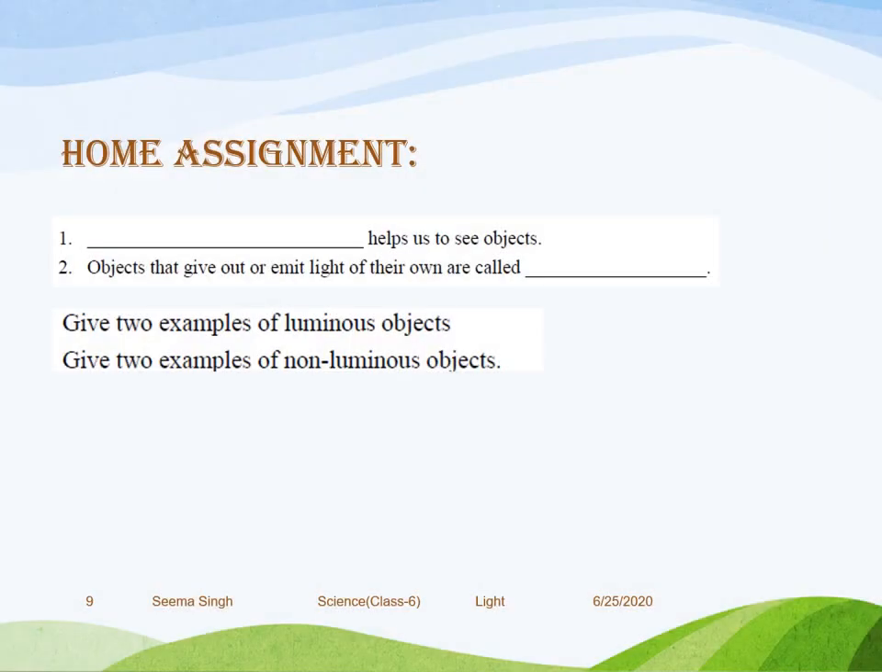So friends, this is the home assignment. You can do the practice. We have two fill in the blanks. That is, dash helps us to see the objects. You can answer it. And the second fill in the blank is, the objects that give out or emit light of their own, what do we call these kinds of objects? It's a very simple one. We will be able to do it. Now the question answers part: what are two examples of luminous objects and non-luminous objects? All these questions are related to the topics that we have covered today.